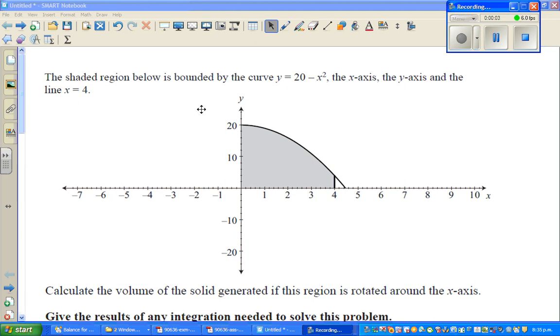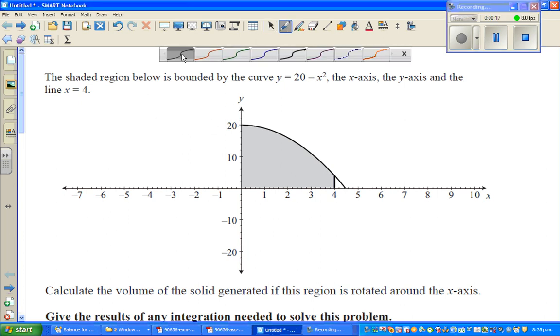In this video, I'm going to show you how to find the volume of solids of revolution, which is one of the most difficult concepts to understand, but it is the easiest. So let's do an example, which is the best way to learn maths.